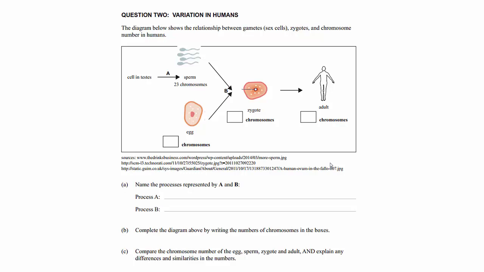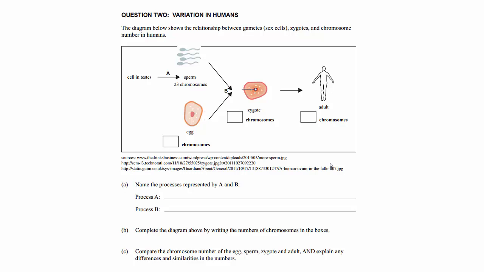The next thing you need to do is write the numbers of the chromosomes in the boxes. And then the last part of question 2 is to compare the chromosome number of the egg, sperm, zygote, and adult and explain any differences and similarities in the numbers. So we're going to go through and have another quick recap of meiosis and mitosis.